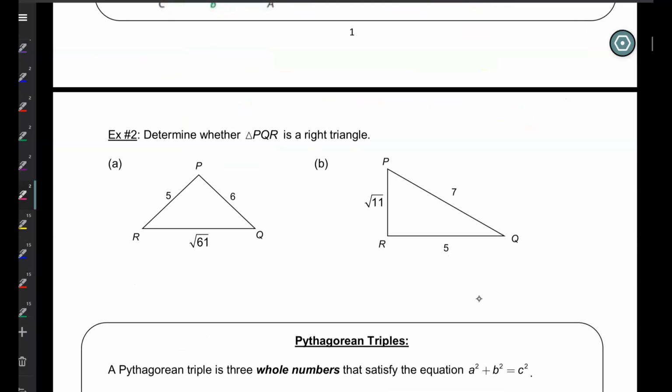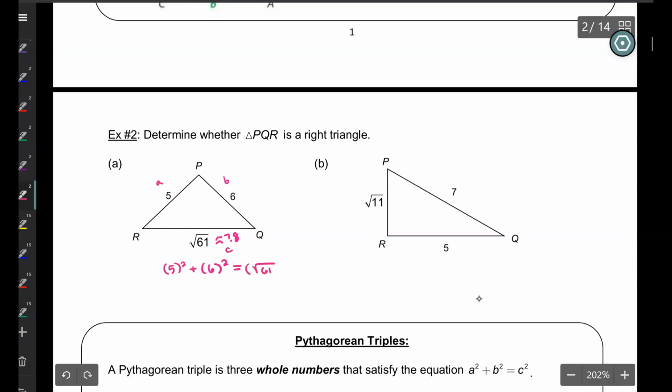Okay, we want to determine whether PQR is a right triangle. We got 5, we got 6, we got the square root of 61. I know the square root of 61 has to be bigger than 6. It's about 7.8 or so. Just so you know, we're going to make these A and B, and we'll make this one C. So I want to see, is 5 squared plus 6 squared equal to the square root of 61 squared? So we get 25 plus 36. Now, when I have a square root and I square it, we're just left with what's underneath. And when I add these together, I do get 61, so that checks out. So this one is going to be a yes. This one's a right triangle.